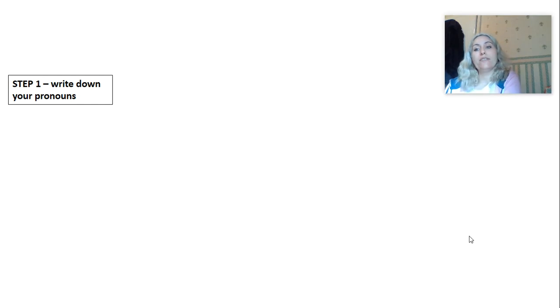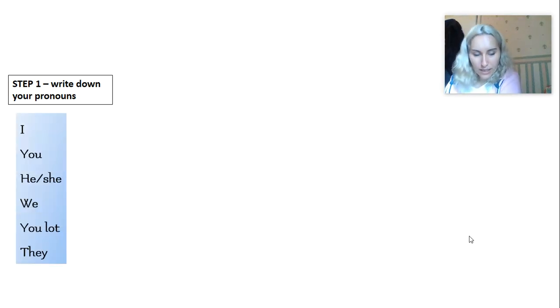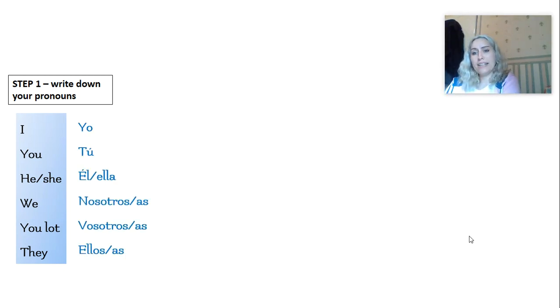So conjugating is when you change the ending of your verb to match the person who is doing the verb. First thing you need to do is write down your pronouns. Your pronouns always go in this particular order: I, you, he, she, we, you lot, and they. And in Spanish you've got yo, tú, él, ella, nosotros if it's we and we're all male, or nosotras if it's we and we're all female. Vosotros if it's you lot and you are all male, and vosotras female, ellos and ellas.